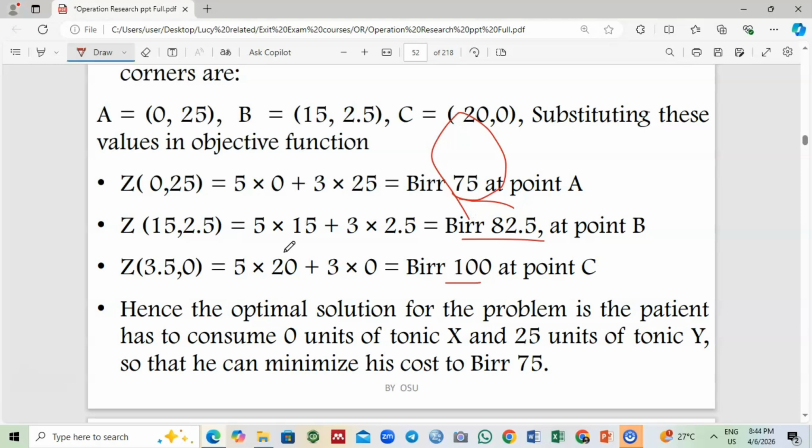Minimum cost. So hence the optimal solution for the problem is the patient has to consume 0 units of X tonic and 25 units of Y tonic so that he can minimize the cost to 75 per. Anaaf gatii at least vitamin supplement isaa per 75 argachuu ni danda'a jechuudha.